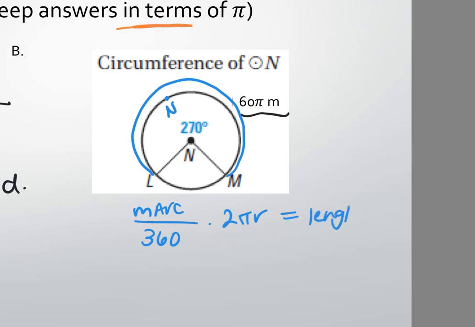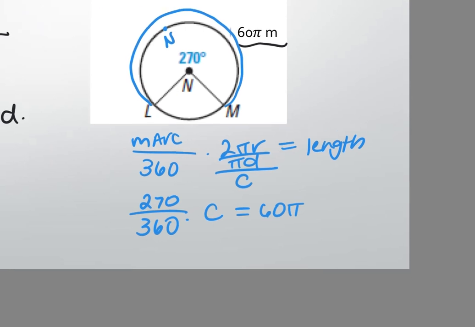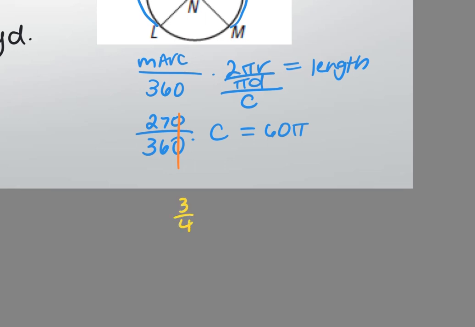Length. 270 would be the measure of that arc over 360. And then we can either use 2 pi r, or we can use pi d, or we can use circumference there, which is what you're actually looking for. So 270 over 360 times the circumference gives you the arc length, which is 60 pi. I can cross through the zeros here. And then what goes into both 27 and 36? 9. It would be 3/4 times the circumference equals 60 pi.